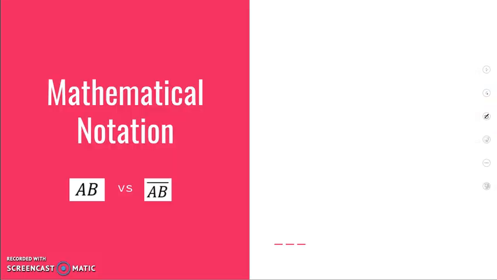This brings me to a very important point about mathematical notation. Sometimes we're going to refer to the segment without a bar, and when the bar is not included, we're talking about the length. When the bar is included, we're referring to the segment in general.